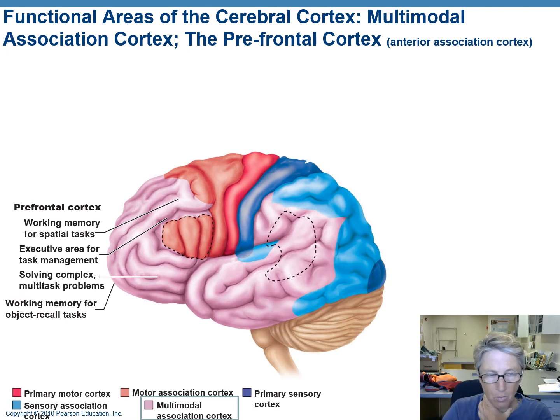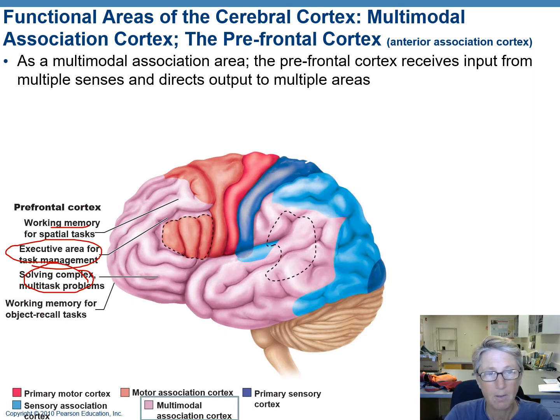So this shows a cartoon of the prefrontal cortex and all the tasks that are undertaken in this cortex. The prefrontal cortex, AKA the anterior association cortex, is part of the multimodal association cortex. This is where you do working memory for spatial tasks. It's the executive area to manage all your tasks. It's complex problem solving, working memory for object recall tasks.